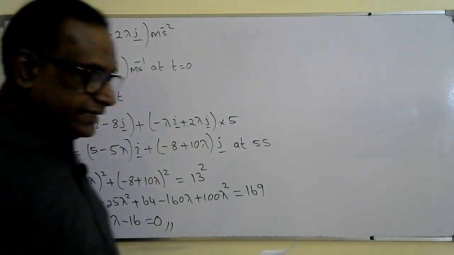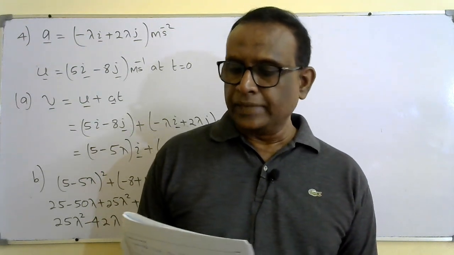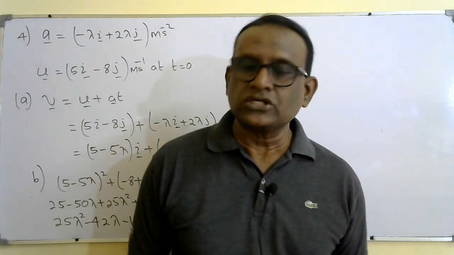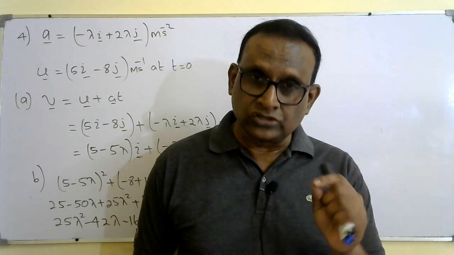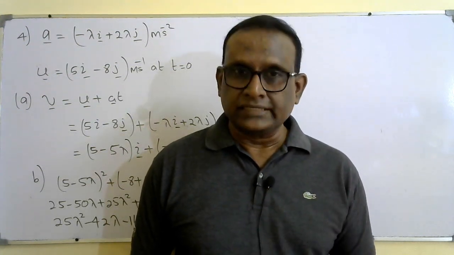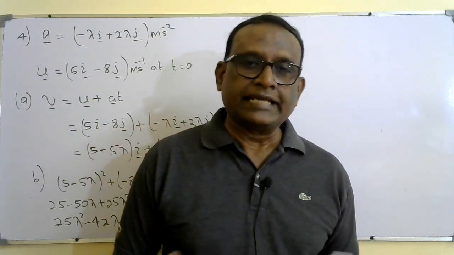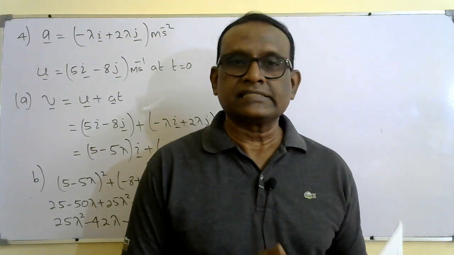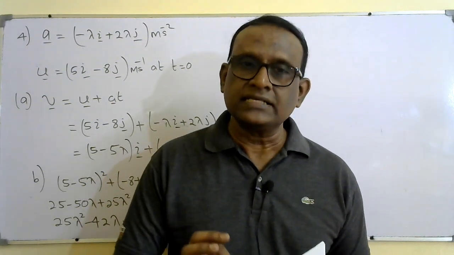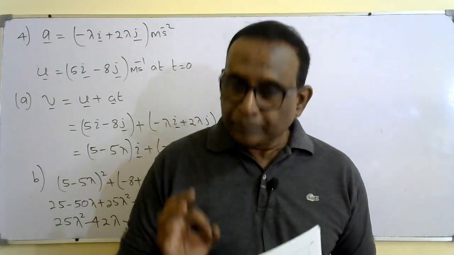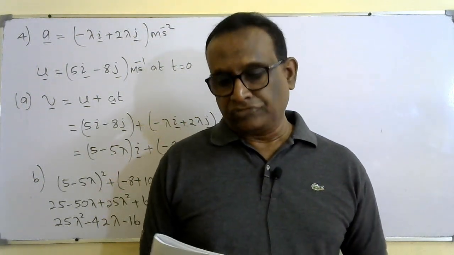Okay, C part. Find the direction of motion of P when t equals 4 seconds, giving your answer as a bearing to the nearest degree. Student asks, what is the meaning of direction of motion? It means the direction of velocity. The motion is always along the direction of velocity. When it moves on a straight line, the direction of motion means the direction of velocity. So we need to find the direction of velocity at 4 seconds.